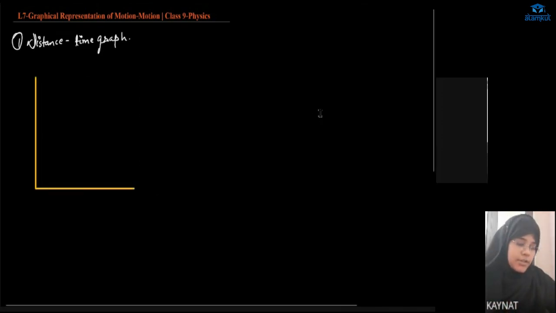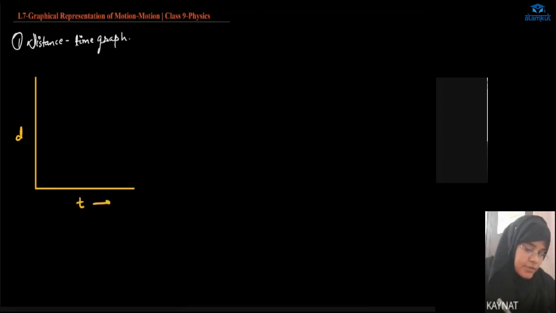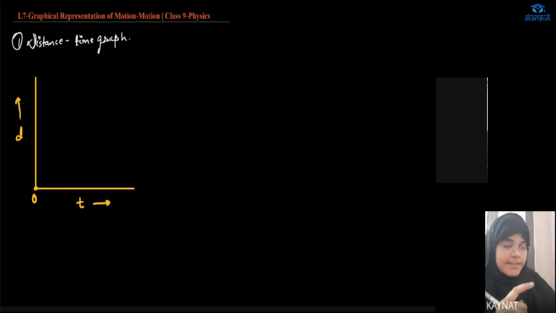Suppose this is a graph. Here it is distance. Here it is time. Time is usually taken along the x-axis, and the other quantity is taken on the y-axis. Obviously this is the origin. So let us first consider the very initial thing, that is, let the body be at rest. How will our graph look if our body is at rest? This is your first, which is about rest.